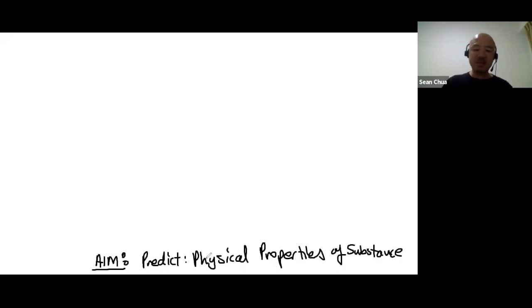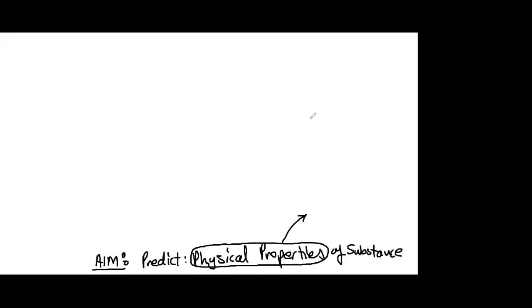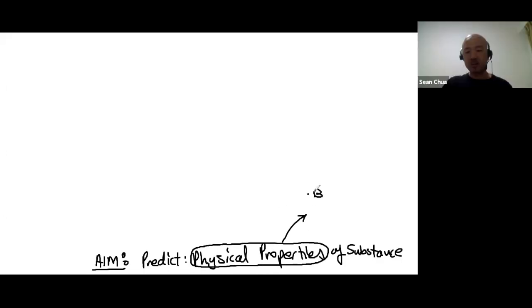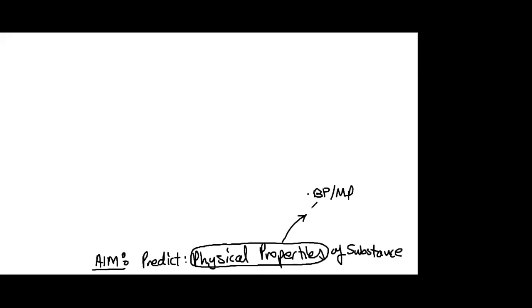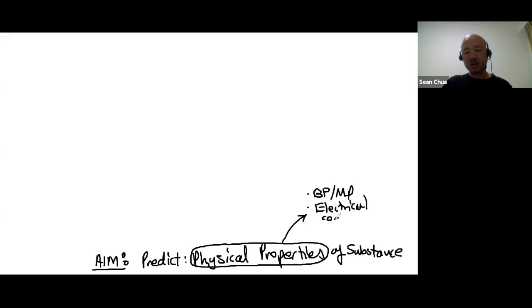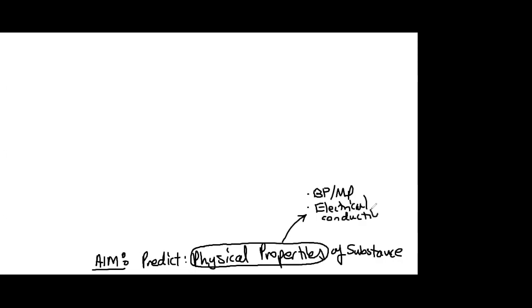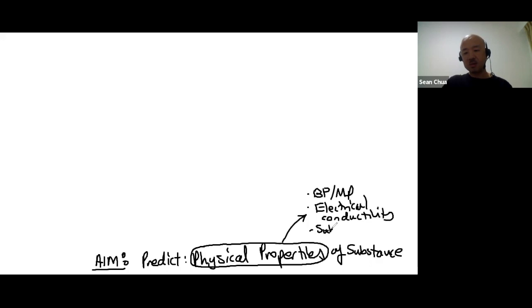Can someone give me some examples of physical properties? Type or mic up, either way is good for me. What is some example of a physical property? Since Sec 3 until now, it's always the same few. Boiling point, very good. Electrical conductivity. Anything else? Solubility. Let me write it properly for you.